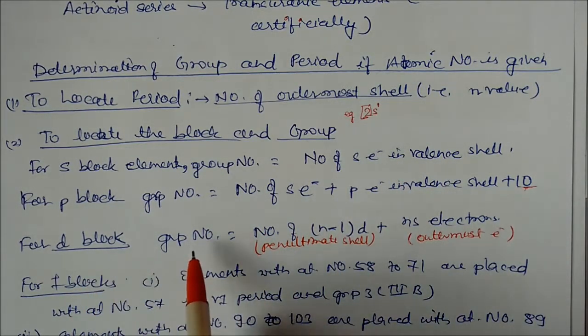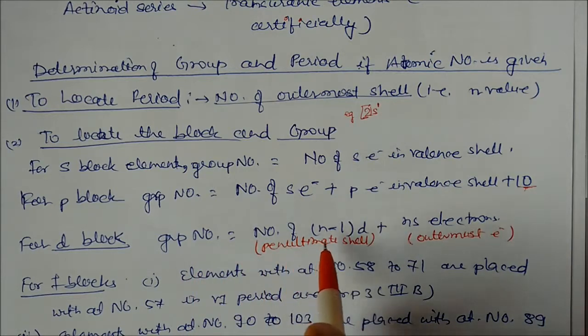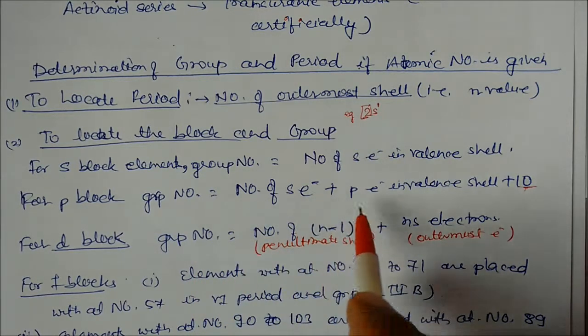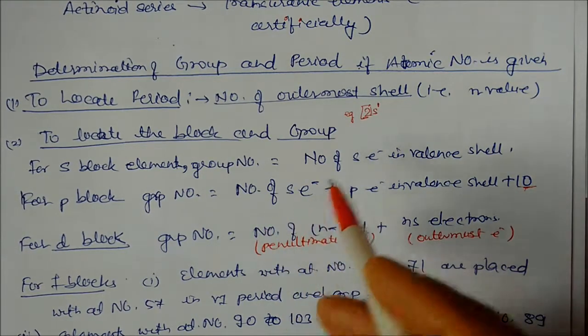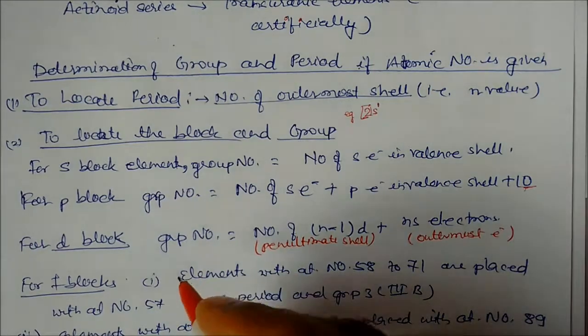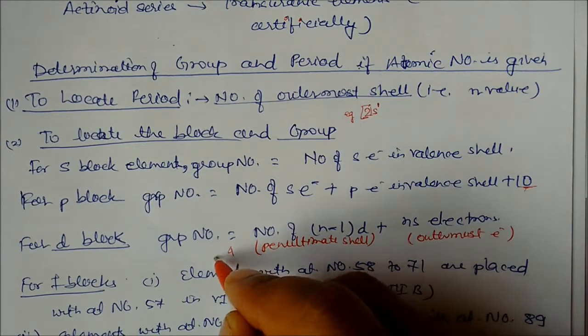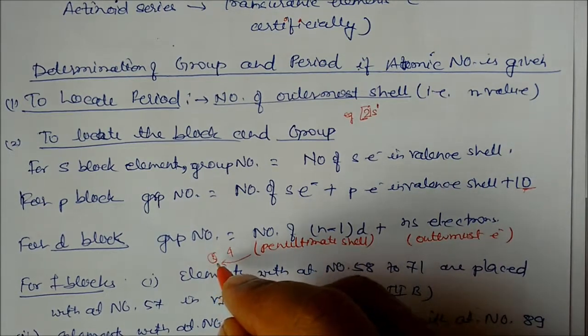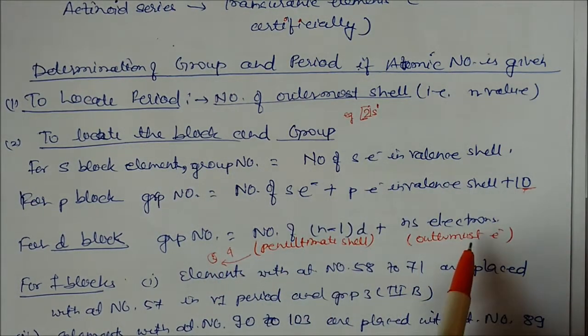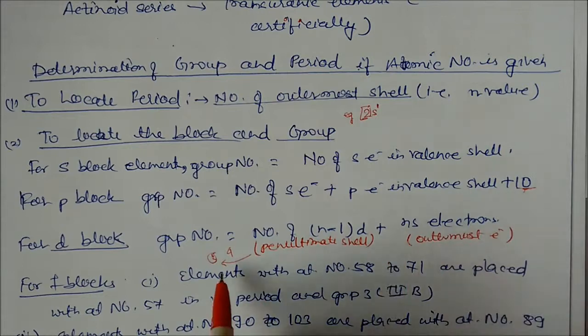For the d block, the group number is the number of electrons in (n-1)d plus the outermost s electrons. You have to take the penultimate shell, which means the shell one less than the outermost shell. Suppose the outermost shell is 4, then we have to take 3. This principal number is called the penultimate shell. So you count the outermost electrons plus the penultimate electrons, and this will give you the group number.